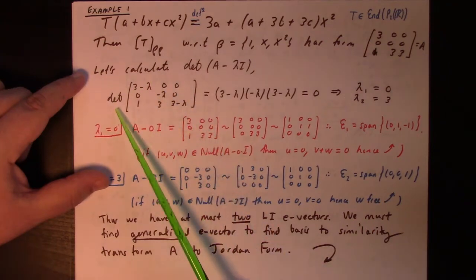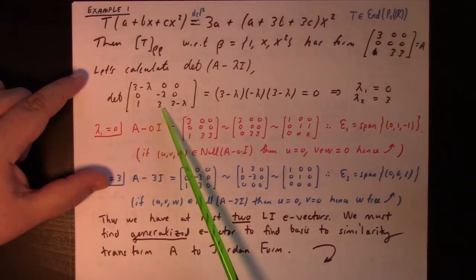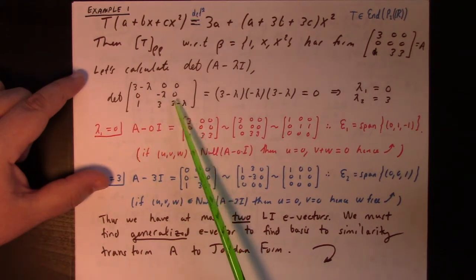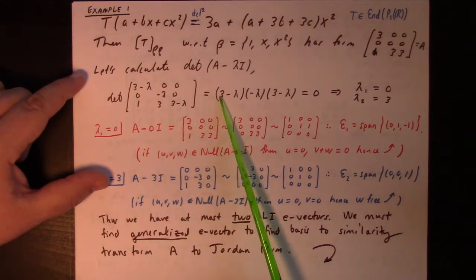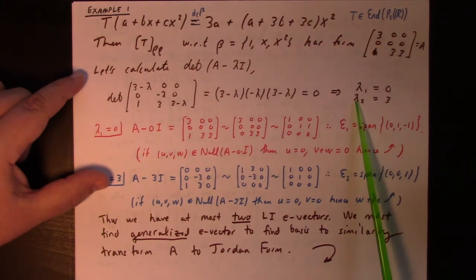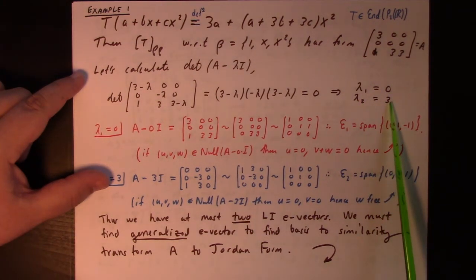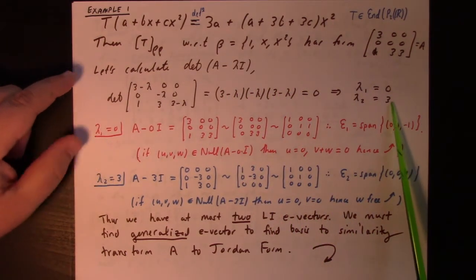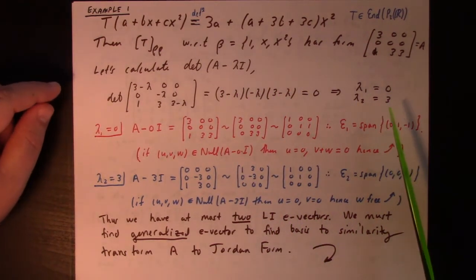Anyway, so you calculate the determinant of A minus lambda I, and since it's upper triangular, it's just the product of the diagonals. Woohoo! There it is. So we get lambda 1 equal to 0 one time, and lambda 2 equal to 3. Actually, that's a repeated eigenvalue. The algebraic multiplicity of lambda 2 is 2.